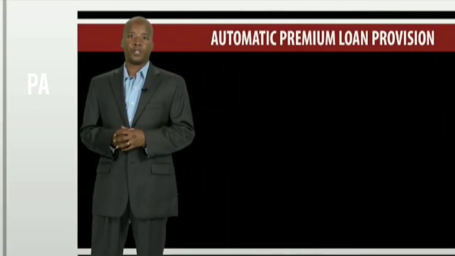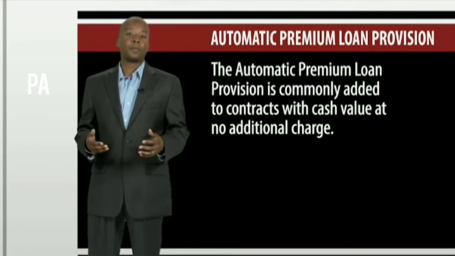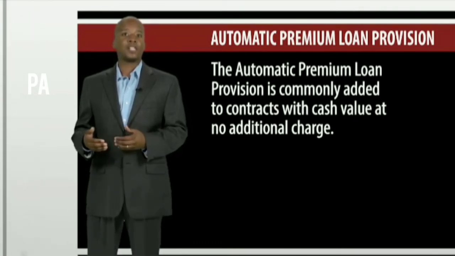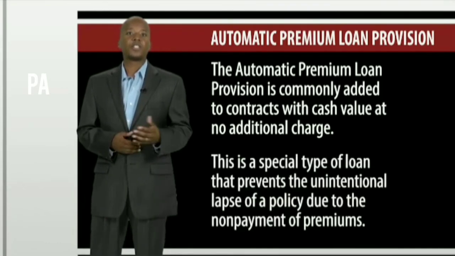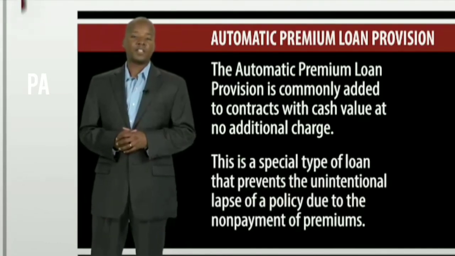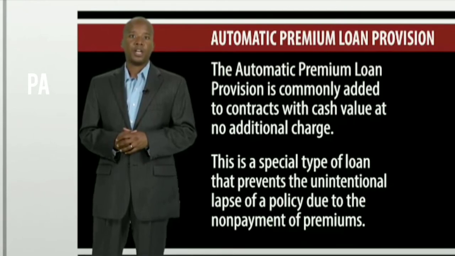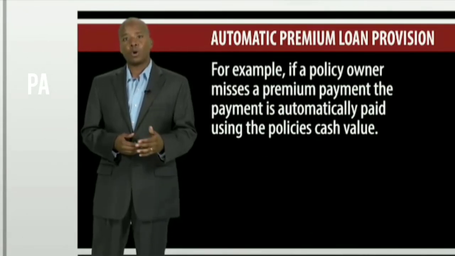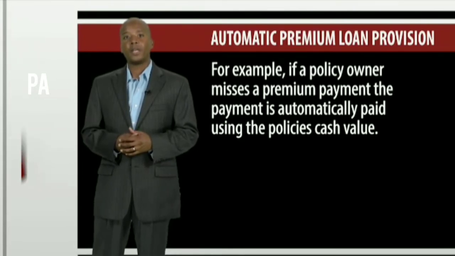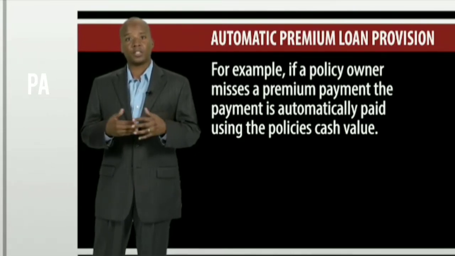Automatic premium loan provision. The automatic premium loan provision is commonly added to contracts with cash value at no additional charge. This is a special type of loan that prevents the unintentional lapse of a policy due to the non-payment of premiums. For example, if a policy owner misses a premium payment, the payment is automatically paid using the policy's cash value.